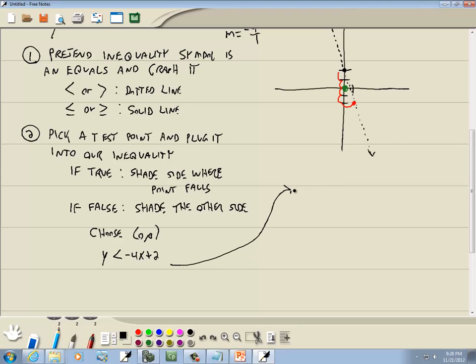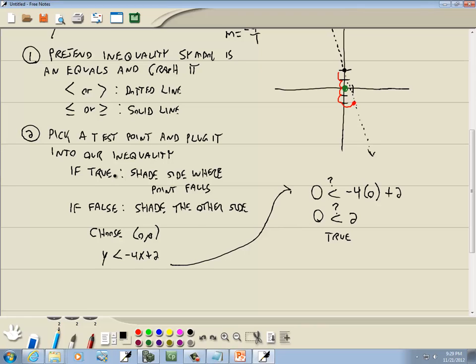And let me put it over here. So we'll put 0 in for the y, is less than negative 4, and we'll put 0 in for the x, and then plus 2. Now this is not a less than at this point, this is a question mark. We're wondering if that's true. Well, negative 4 times 0 is 0, plus 2 is 2. Is 0 less than 2? Yeah, it is. So this is true.